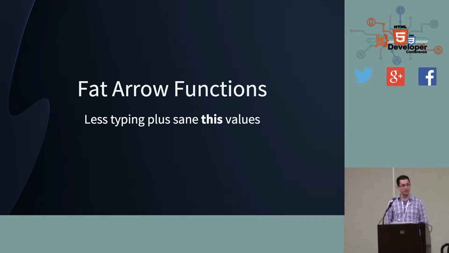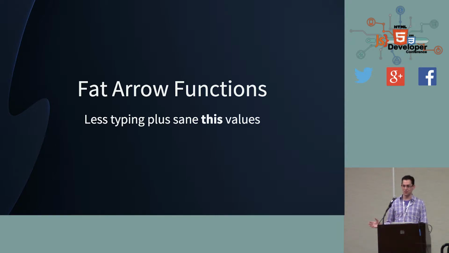So next up is fat arrow functions. You might have seen these a little bit throughout the day. This is a new way of creating functions. It's a shorthand, so you save code. But one of the things I really like about it is that we actually get sane this bindings.